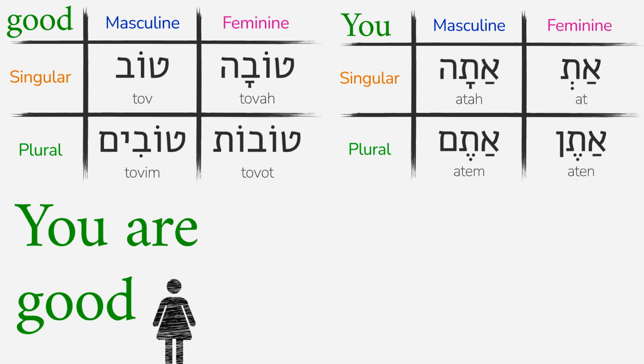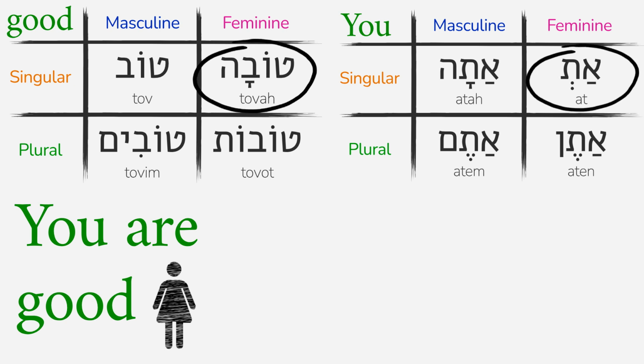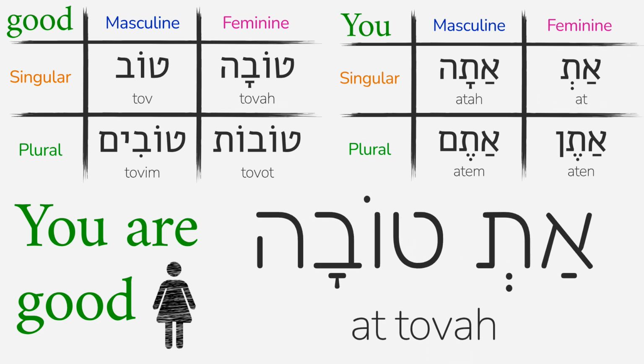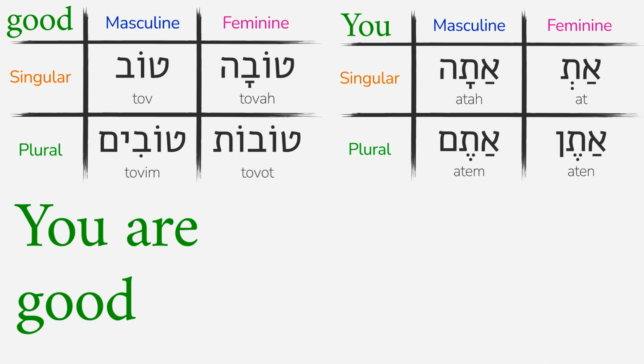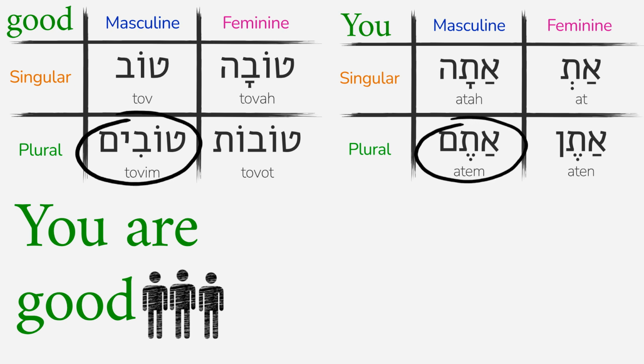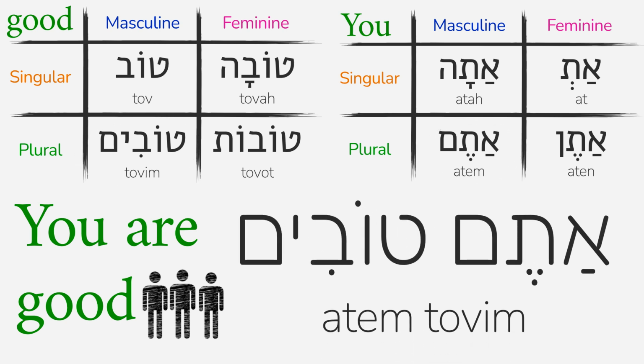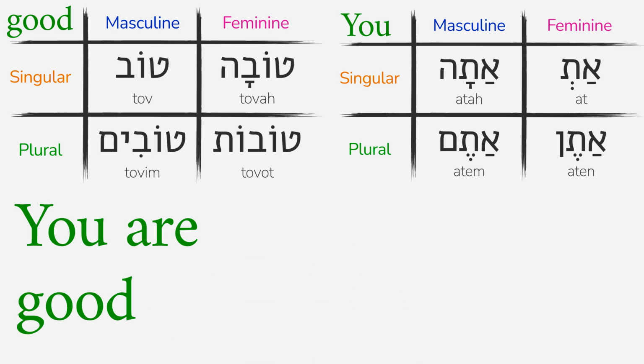Now, how would you tell a woman you are good? Since a woman is a feminine singular subject, we'll need to use the feminine singular forms of both words. At tova. You are good. Now say you are good to a group of men. A group of men is a masculine plural group, and so we'll use the masculine plural forms of both words. Atem tovim. You are good.